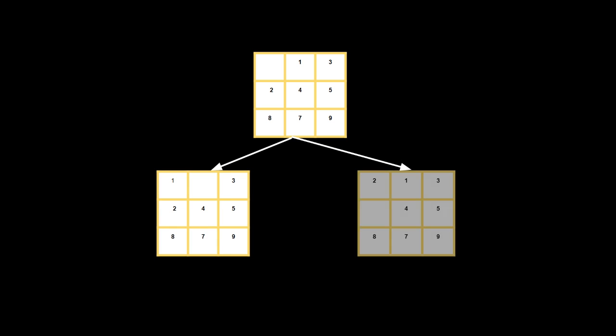The slide puzzle is represented as a matrix. For each configuration, there may be multiple valid moves. In this case, there are two options to move the empty tile, either right or down. For this configuration, there are four options to move the empty tile: up, down, left, or right.